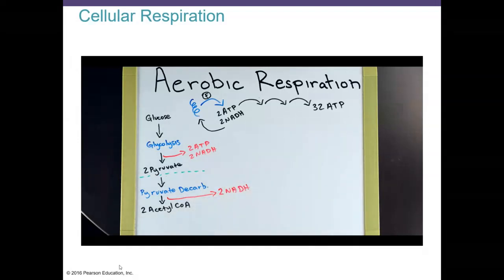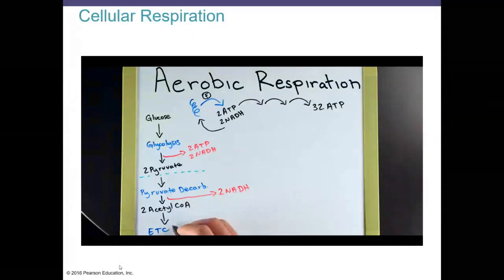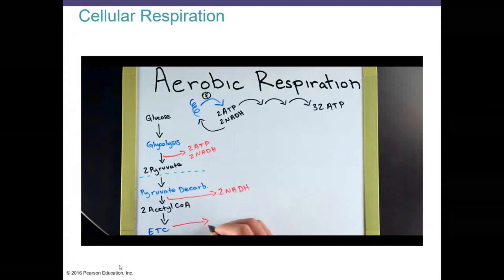Now lastly, we're going to take our 2 acetyl-CoA molecules and put them through the last process of the electron transport chain, Krebs, or TCA, all of them meaning the same thing. And once our 2 acetyl-CoAs have fully gone through the electron transport chain, we can expect to get 2 more ATP, 2 FADH2, and 6 NADH.